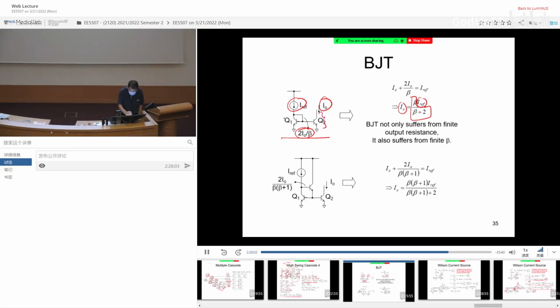Another problem is also the VCE. Any difference in VCE will cause a difference in the current between the two branches. BJT also has another issue you probably learned: no matter how much you cascade, the maximum resistance that you can get is always (beta plus 1) R0. So this is the maximum you can get. You cannot get more than that.